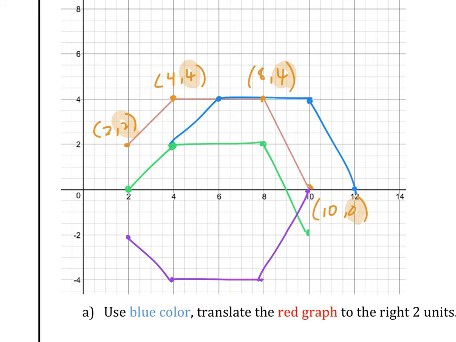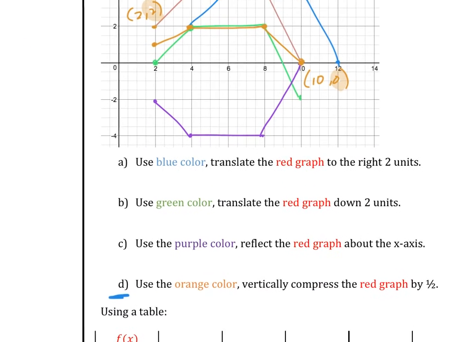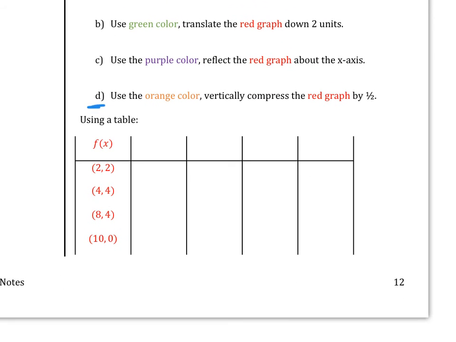so it shrinks by half. So instead of the first point, (2, 2), it's going to be (2, 1). The second one, instead of (4, 4), it's going to be (4, 2). And then same thing, (8, 2). And then 0, it just stays at 0 because you can't compress that anymore. And so this is the orange one. All right. Now what we're going to do is we're going to do the same thing with a table.